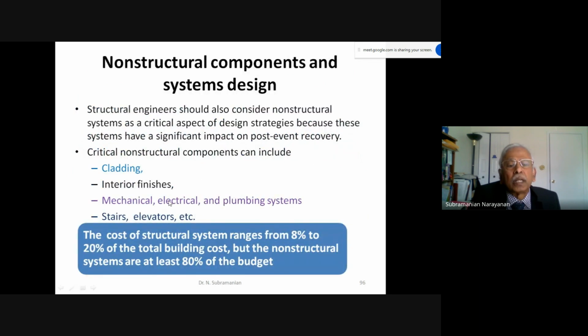Non-structural components are also important, and not much importance was given till recently. But I think in the IS 1893 and other codes, they have given importance to that. That is cladding, interior finishes, mechanical and electrical plumbing systems, stairs, elevators, etc. They should be properly detailed and designed. It is because the cost of structural system ranges from 8 to 20% only, but the non-structural systems may be 80% of the budget.